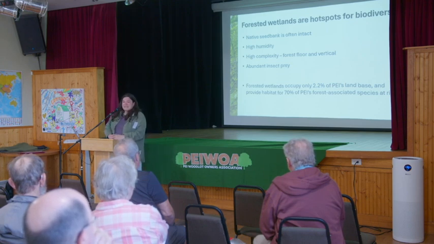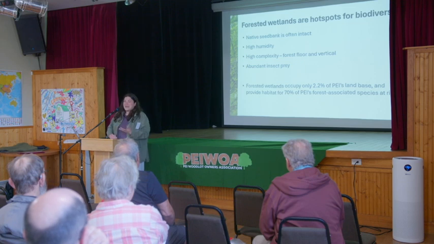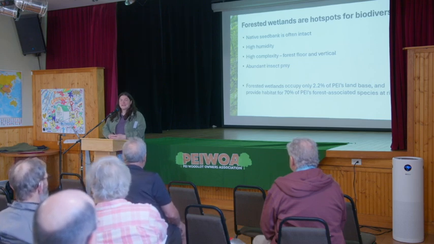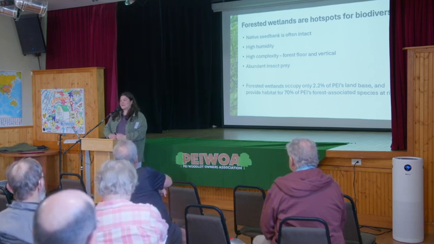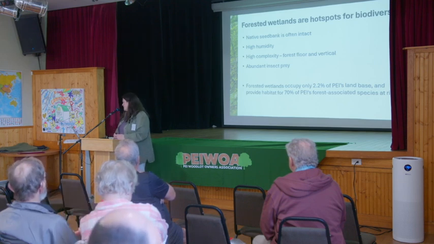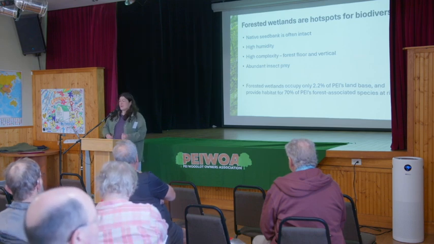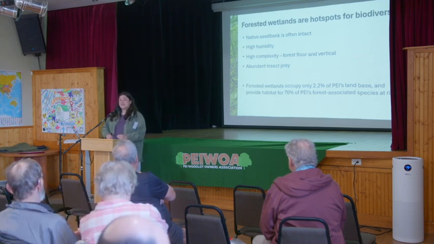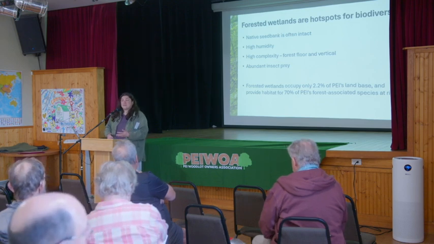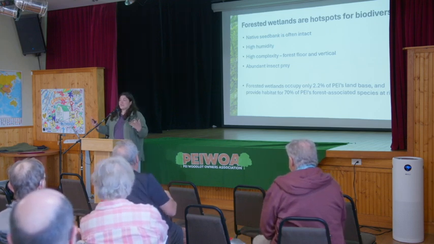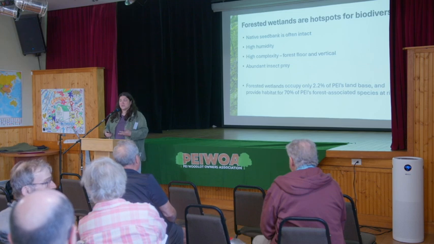There's also abundant insect prey. There's lots of water in these areas, obviously, and a lot of our insects actually start their life in the water. If you've ever been in one, you know there's lots of bugs, which maybe isn't great for us, but it's very important for the wildlife that live there, for the birds and the bats, and the amphibians and other species. So even though forested wetlands occupy a very small amount of space on our landscape, about 2.2% of all PEI's land base, it actually represents habitat for 70% of our forest-associated species at risk. So it's a very, very small amount of land that provides a lot of habitat for a lot of species that aren't doing so well.